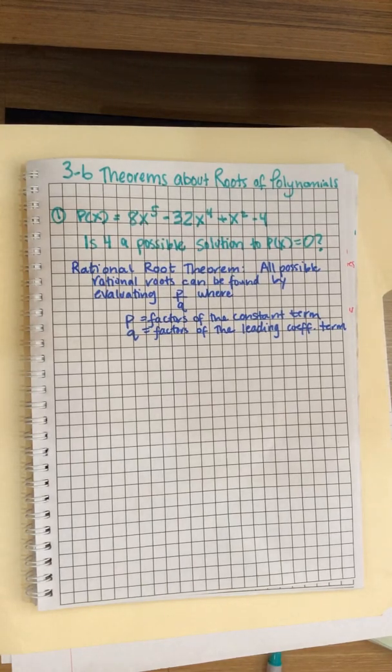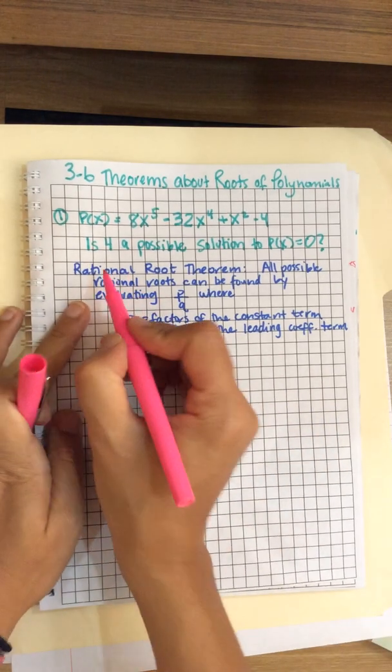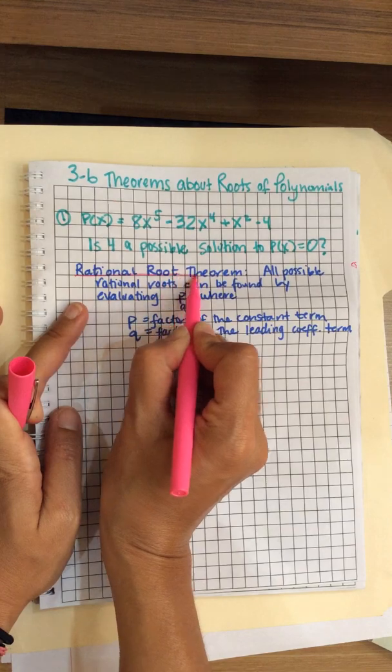All right, so we are on to 3.6, almost finishing up chapter 3 here. We're going to be talking about theorems, learning theorems about roots of polynomials. So solutions to polynomials, we're going to learn 2 theorems. The first is called the rational root theorem, okay? And we're going to apply that to this problem here.